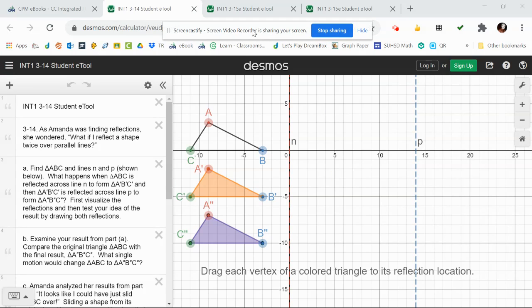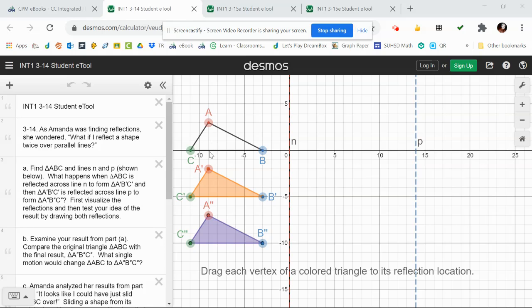What we're doing here is that first, we want to find triangle ABC. That was part A, shown with line N below. What happens when triangle ABC is reflected across line N to triangle A prime, B prime, C prime? One of the things we learned about reflections is that all points are exactly the same distance from the line of reflection. This is our other triangle that we're going to have to transform. So let's do that one first.